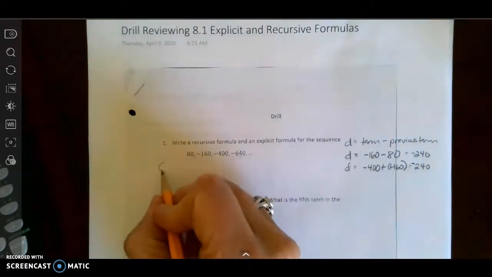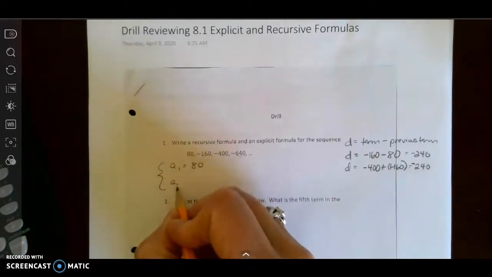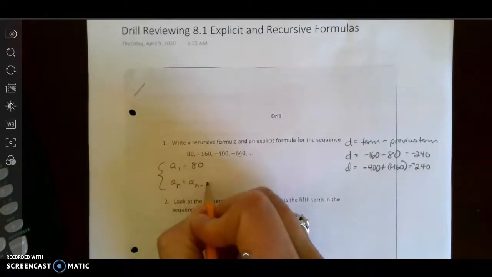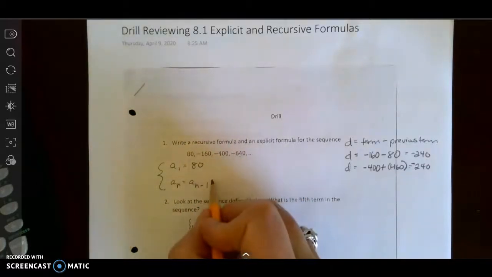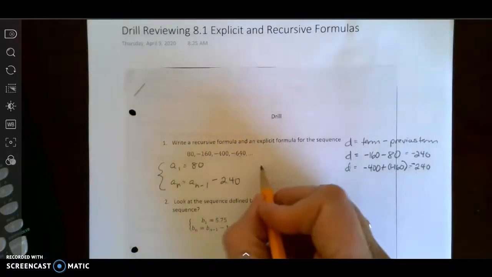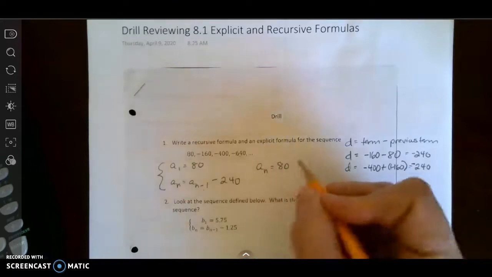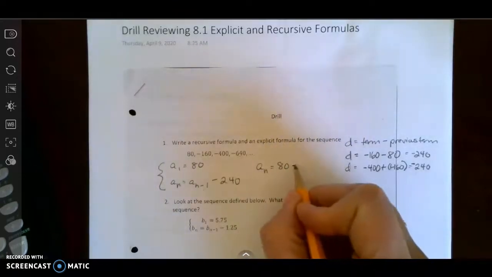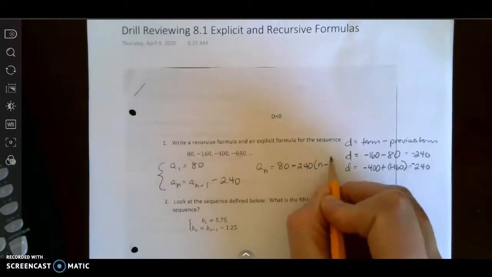So for my recursive formula, my first term is 80, and then a sub n is the previous term. Remember, that's always how I start the recursive, minus 240. Explicit, a sub n equals the first term, 80, plus the constant difference, which is negative 240, times n minus 1.